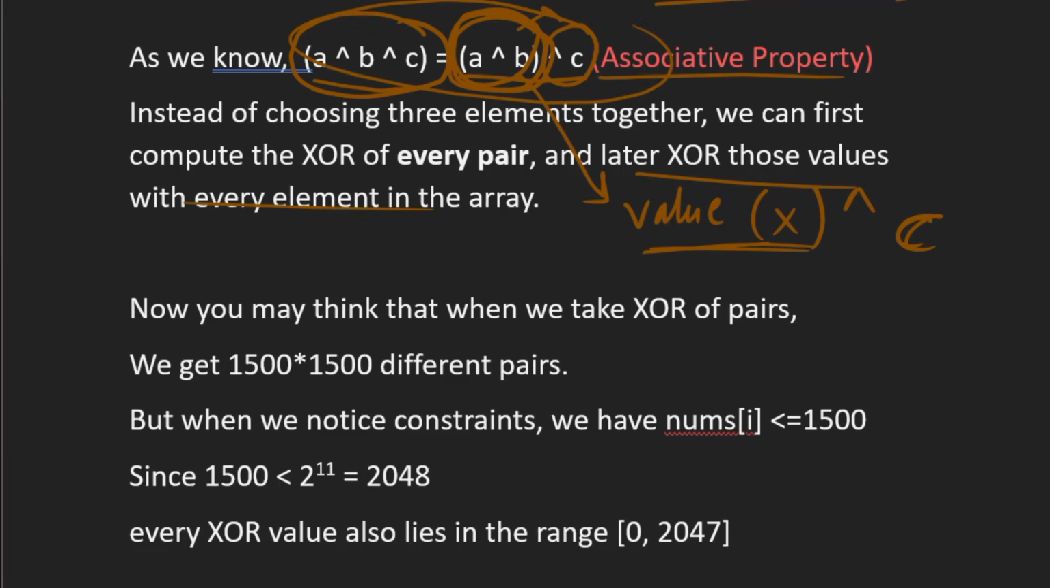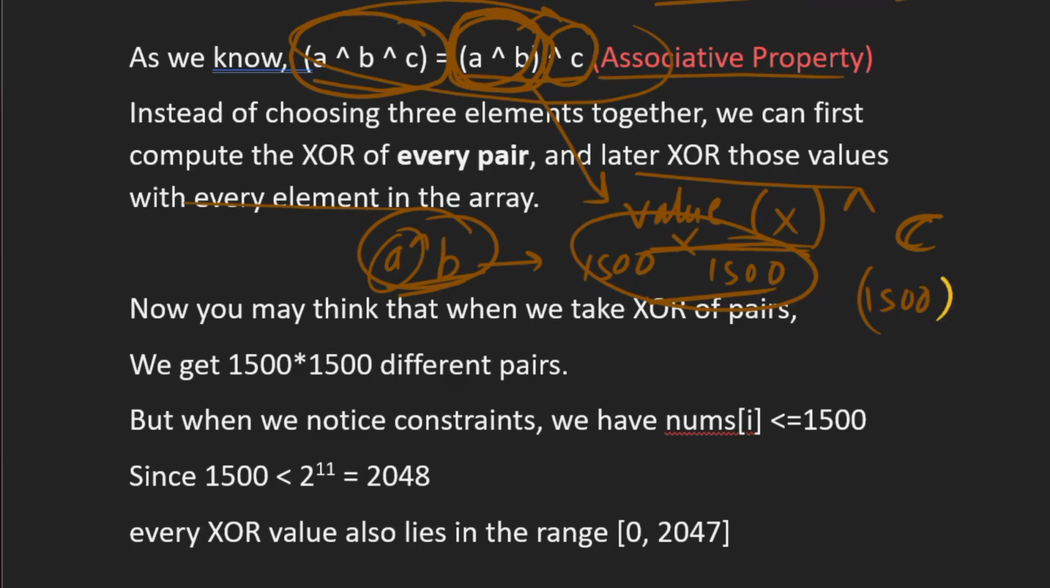Now you may think that when we take the XOR of pairs, let's say a XOR b, a can have 1500 different values and similarly b can also have 1500 different values. So how many total possible pairs? Total possible pairs are 1500 squared. So the total different pairs are 1500 squared.